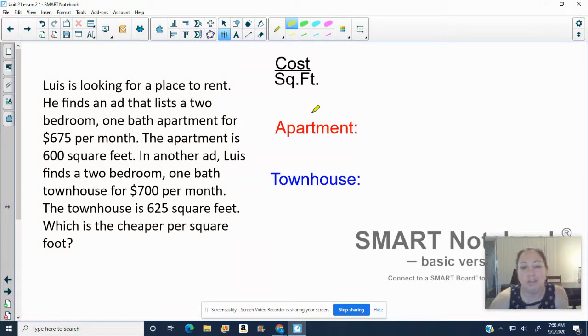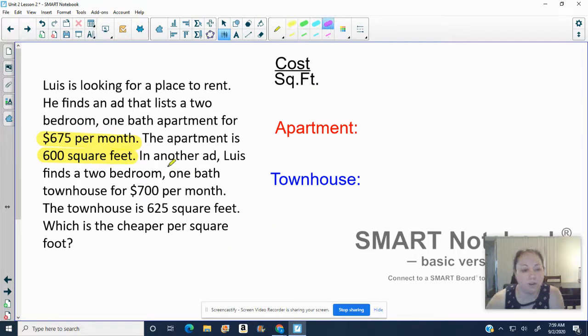Calculating it is really easy. Luis is looking for a place to rent. He finds an ad that lists a 2-bed, 1-bath apartment for $675 a month. I don't care about beds and baths when I'm looking at cost per square foot. I'm looking at the cost, which I just highlighted. And this apartment is 600 square feet. That is what I need to calculate cost per square foot.